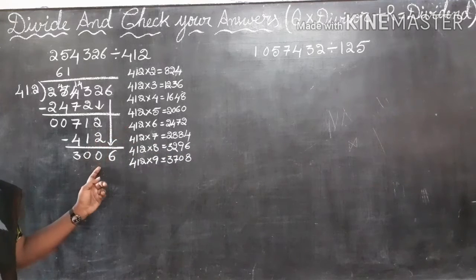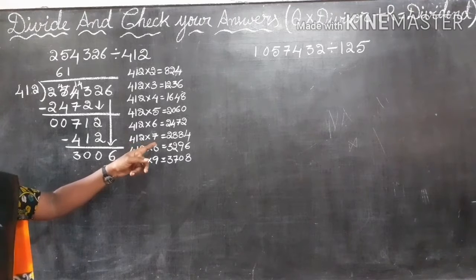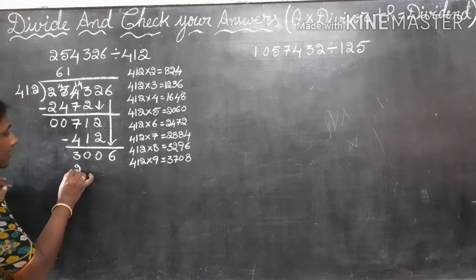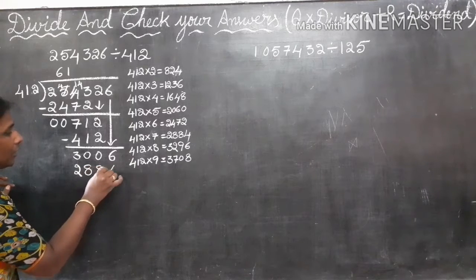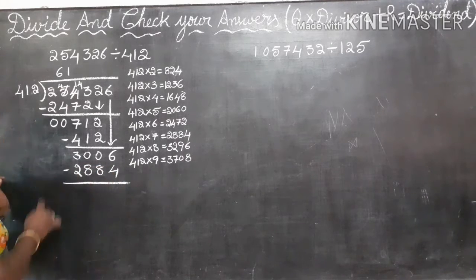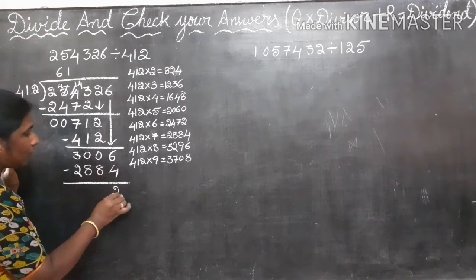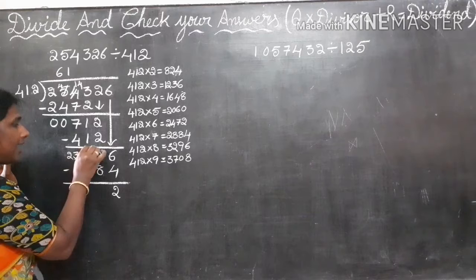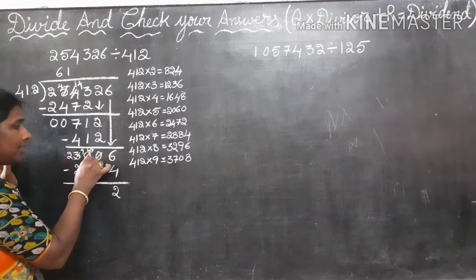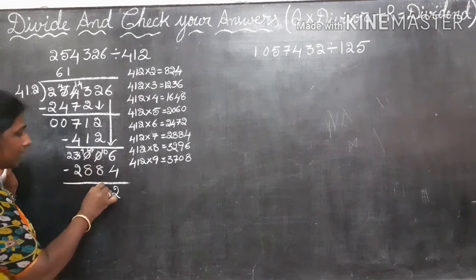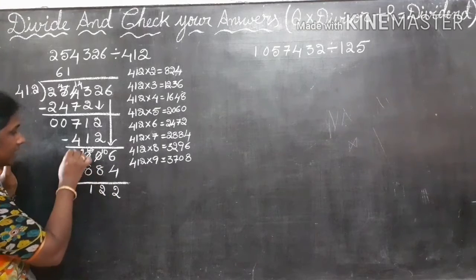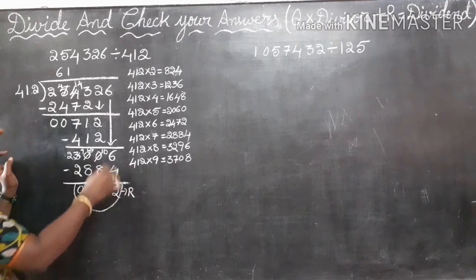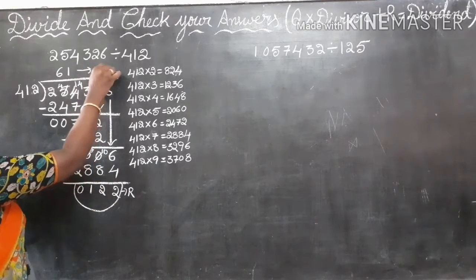So we have to take less than this number. In this table, what is the lesser one? 412 sevens, sir. So we take 2884. Now do the subtraction. 6 minus 4 is 2. We take the borrow from here to here, it is 2. Here to here it is 10. Again here to here it becomes 9. Here it is 10, 10 minus 8 is 2. 9 minus 8 is 1. Here 0. So this 122 is the remainder. 61 is the quotient.